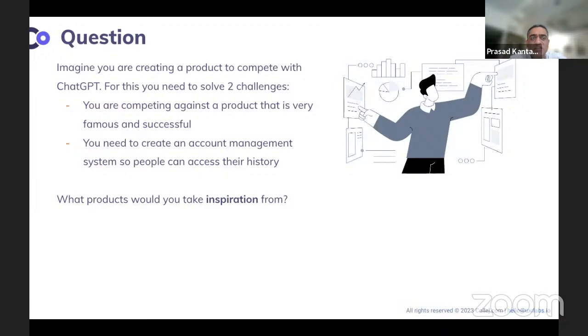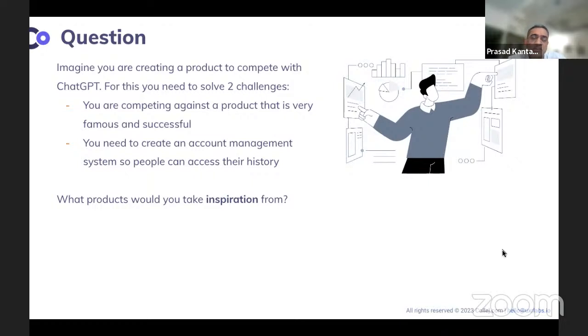The first challenge that they say is, see, ChatGPT is there, Copilot is there. These are all products that are going live. So I want to compete with these guys. And in the process of competing with these guys, my biggest challenge is everybody knows about the competitors. Nobody knows about me. That's going to be a huge challenge.